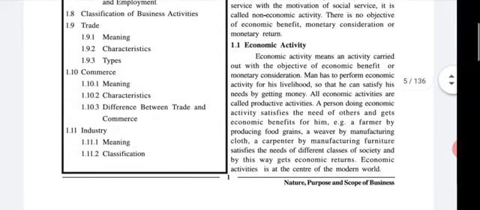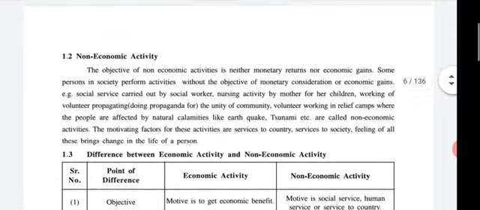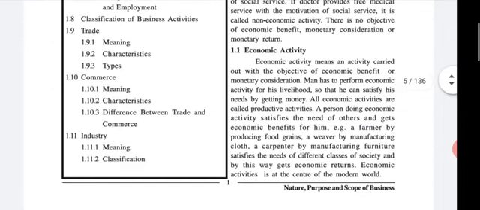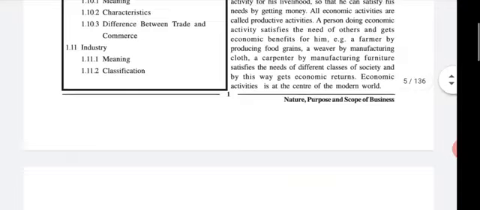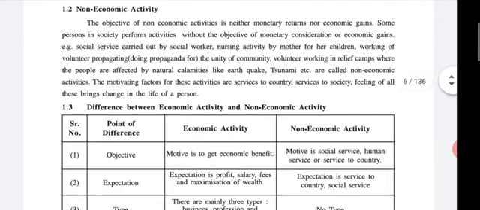Okay. So the first point is economic activity and non-economic activity, which we discussed in lecture number 1. So what is economic activity? An activity in which the objective is economic benefit or monetary consideration, that is economic activity. And an activity which is not economic, meaning the objective is neither monetary nor economic gain, that is non-economic activity.